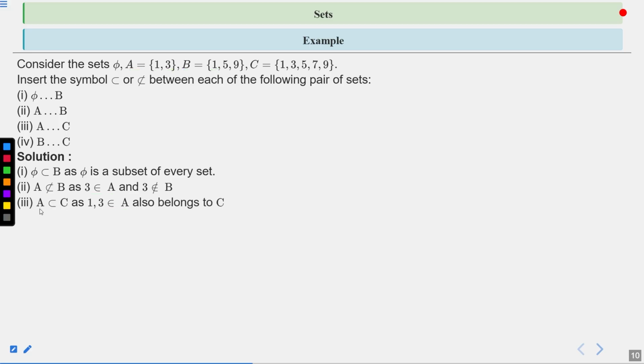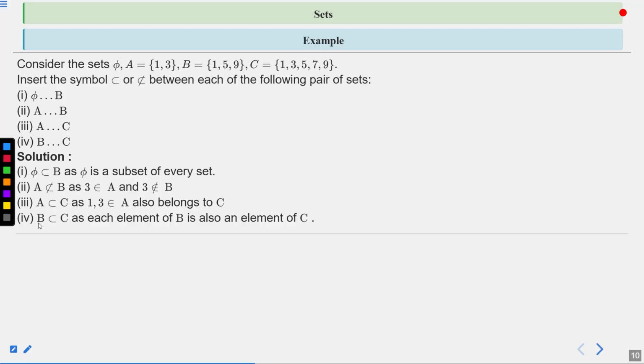Third, A is a subset of C. Why? As the condition says, every element of A must be in set C. As you can see, 1 belongs to A, 1 also belongs to C. 3 belongs to A and 3 belongs to C. So both elements from set A belong to set C. So we say that A is a subset of C. And here we can also say that C is a superset of A.